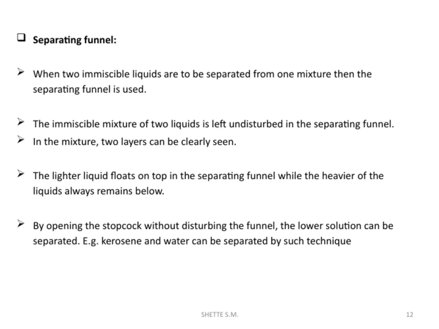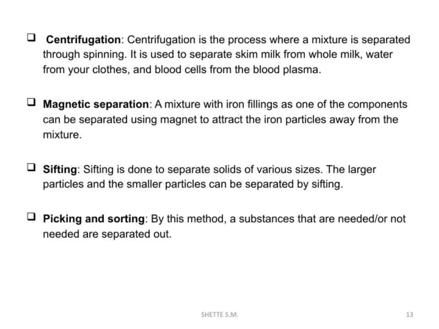Now, let's talk about some common methods of separation that we use in everyday life and in science. First up is centrifugation. This process involves spinning a mixture at high speeds to separate its components. For example, when we separate skim milk from whole milk, or water from clothes during laundry, centrifugation helps us do that efficiently. Even in the medical field, it's used to separate blood cells from plasma, which is crucial for diagnostic tests. Next is magnetic separation.